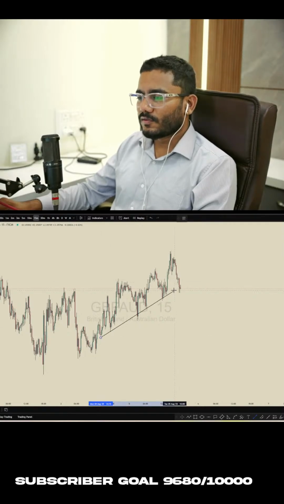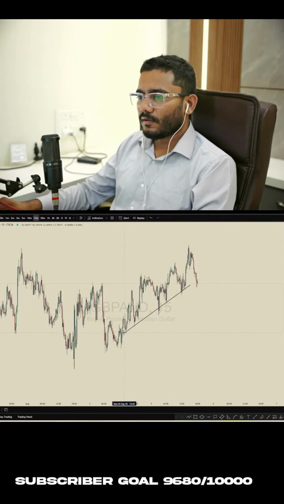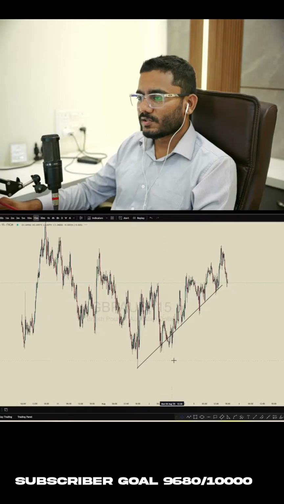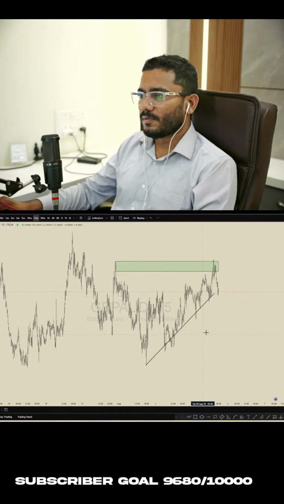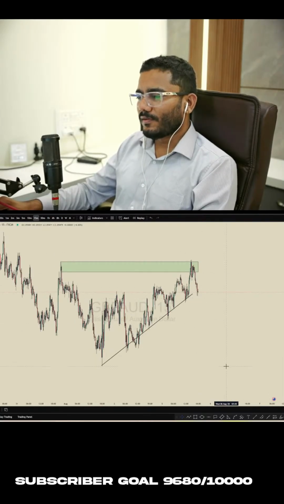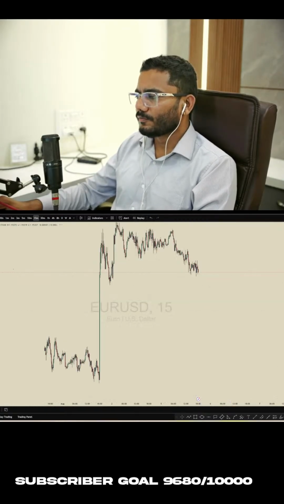All this structure has been mitigated till here. Price has tapped this order block on GBPAUD. So if this breaks, then we can expect a good move to the downside. So we can look for continuation trades. Same setup.